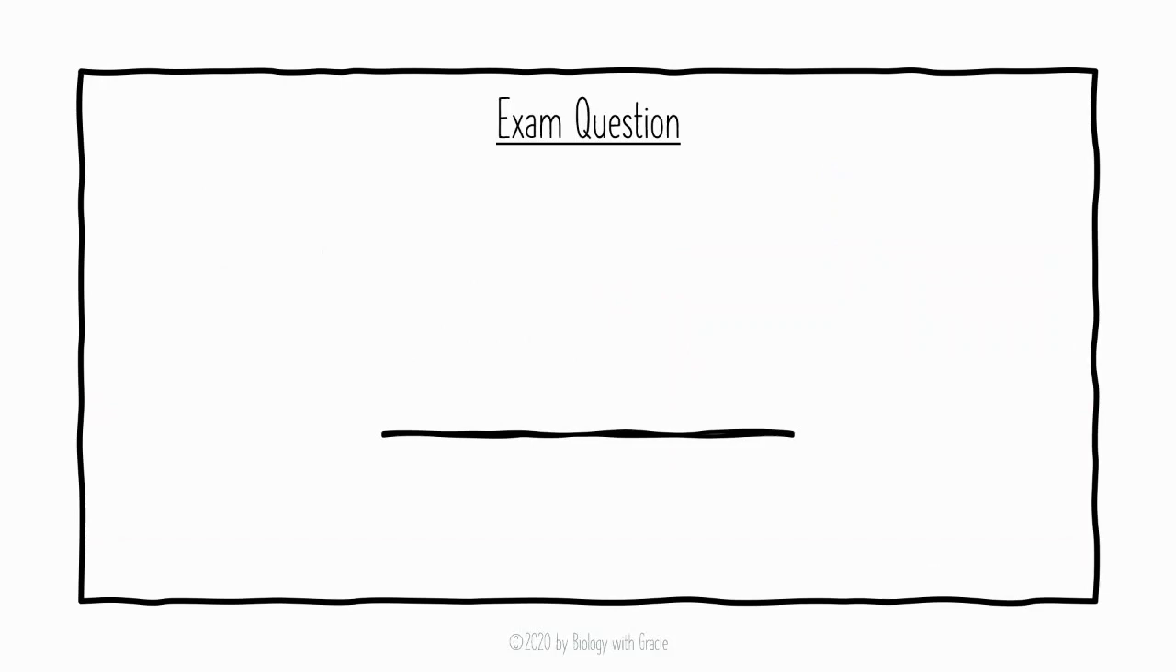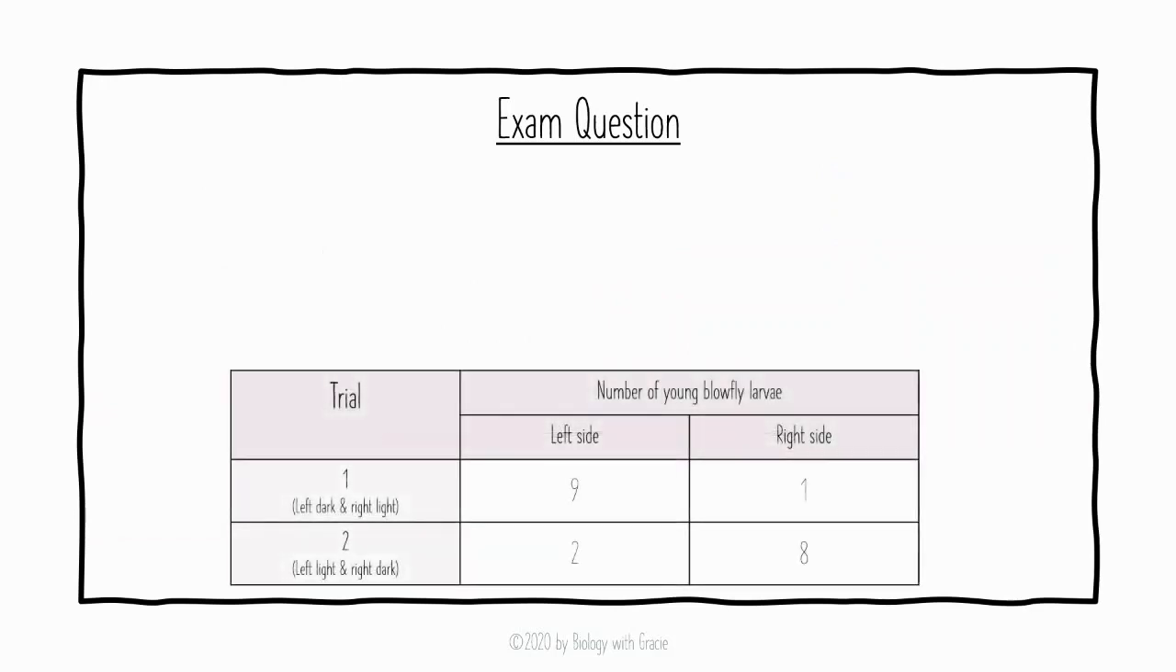So we now need to record our observed values. If we have a look at the table, I've just removed the old blowfly larva information to make it clearer while we go through the question. In the table it gives left side and right side, which can be a little bit confusing because remember we're focusing on the light side and the dark side. If we look at trial 1, our right side is the light side, so that gives 1 larva. And then for trial 2, our left side is the light side, so that gives 2.